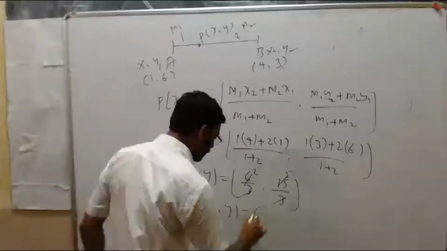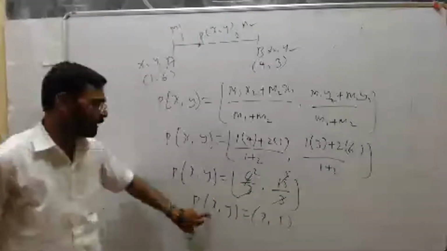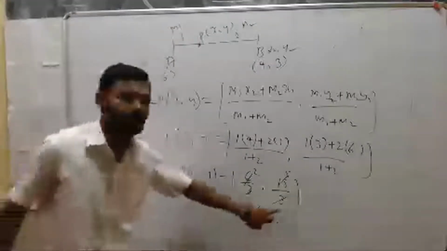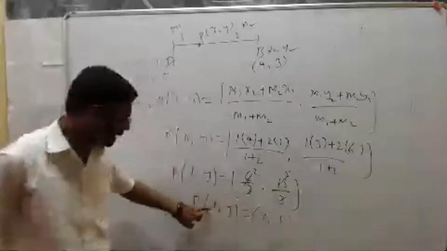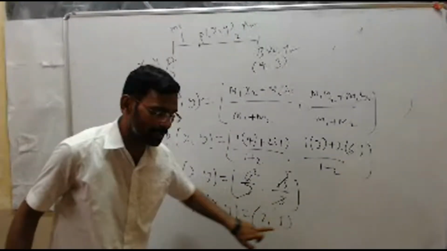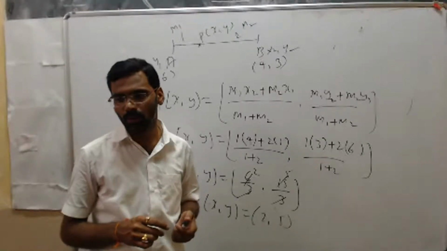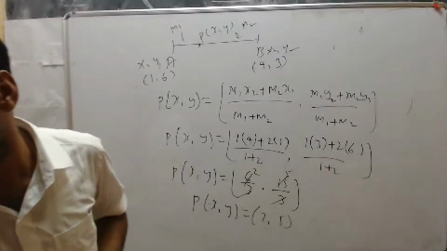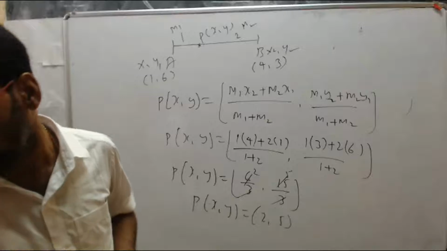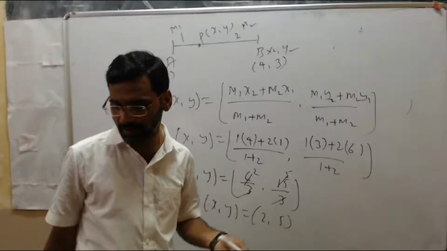Y is equal to how much? The point is 2 comma 5. X value is 2, Y value is 5. Therefore the coordinates of P are 2 comma 5. It means x value is 2, y value is 5.